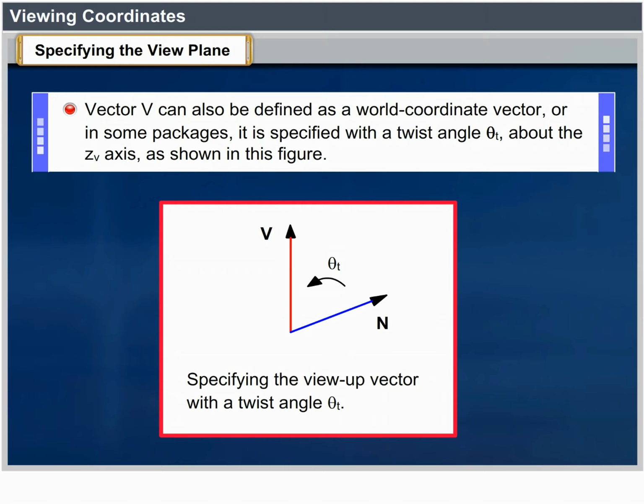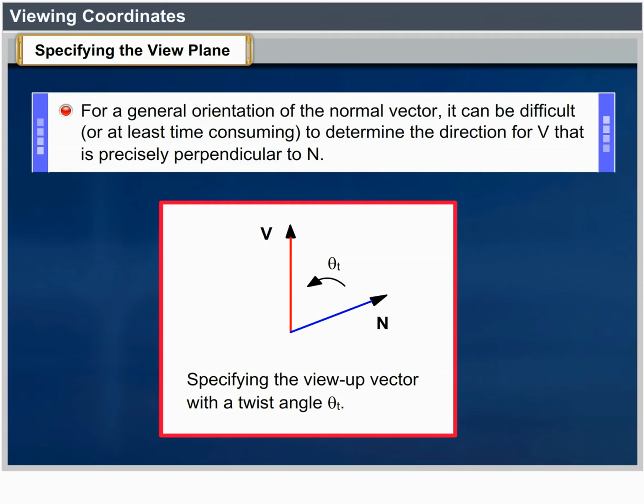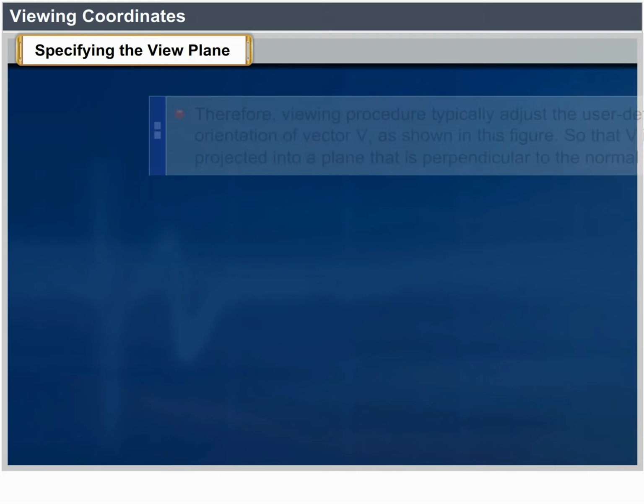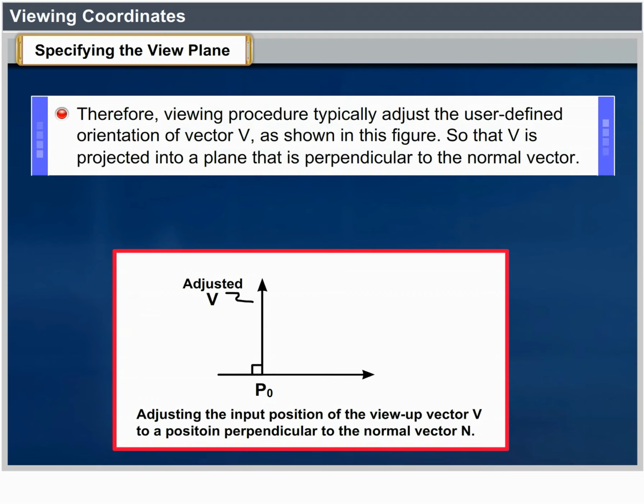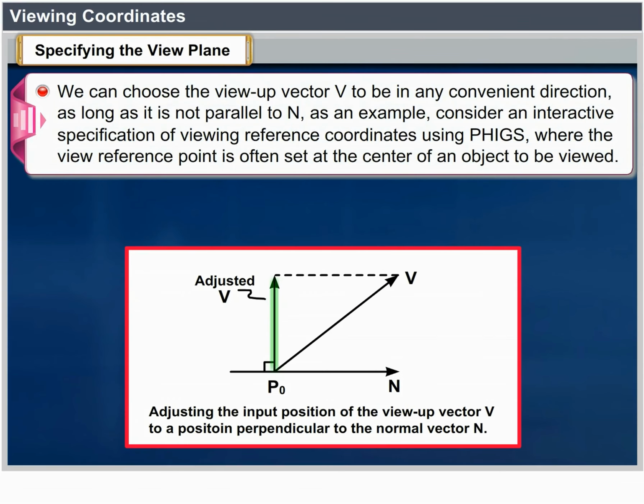For a general orientation of the normal vector, it can be difficult or at least time-consuming to determine the direction for v that is precisely perpendicular to n. Therefore, the viewing procedure typically adjusts the user-defined orientation of vector v, as shown in this figure, so that v is projected into a plane that is perpendicular to the normal vector. The figure shows adjusting the input position of the view up vector v to a position perpendicular to the normal vector n.